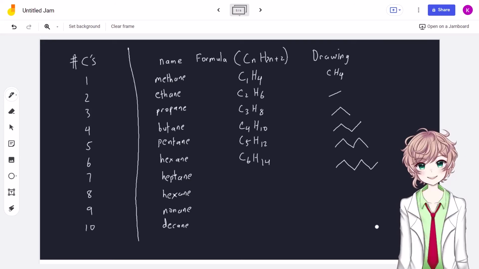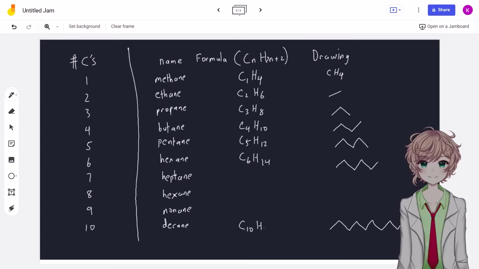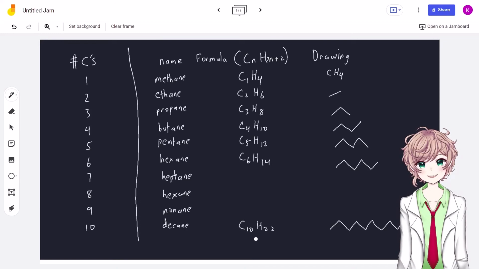Okay, until you get to something like decane, which is like, let's see, 1, 2, 3, 4, 5, 6, 7, 8, 9, 10. And the formula, let's see, C10H, 2 times 10 is 20, plus 2 is 22. This would be the formula of a straight line decane alkane chain, whatever way you want to call it. So let's go back to the slides.